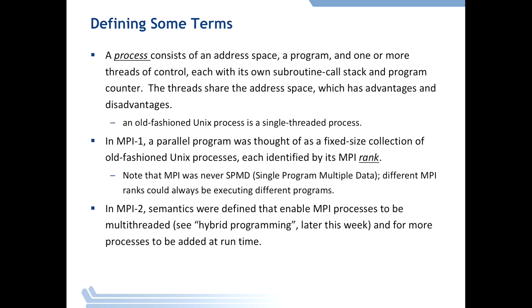In MPI 1, the parallel program that we were writing using MPI functions was thought of in the model as a fixed-size collection of old-fashioned Unix processes, each identified by its MPI rank. It's worth noting that MPI, from the beginning, was never single program, multiple data. It was always possible for different ranks to be executing different programs. And in MPI 2, we defined semantics that enable MPI processes to be multi-threaded. So you need some functions and some specifications and some clarity on what the standard is going to say about what an MPI program does in the presence of multiple threads.